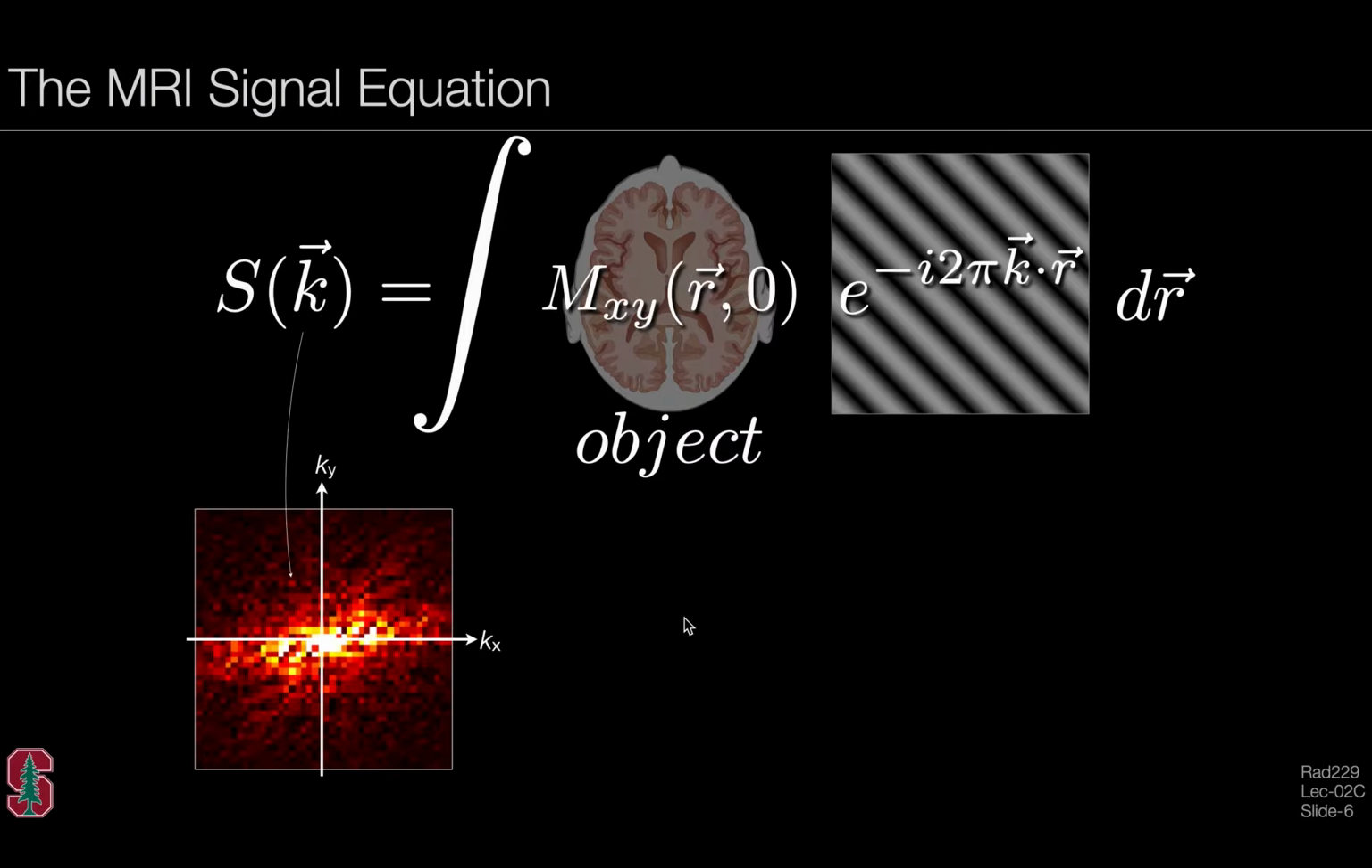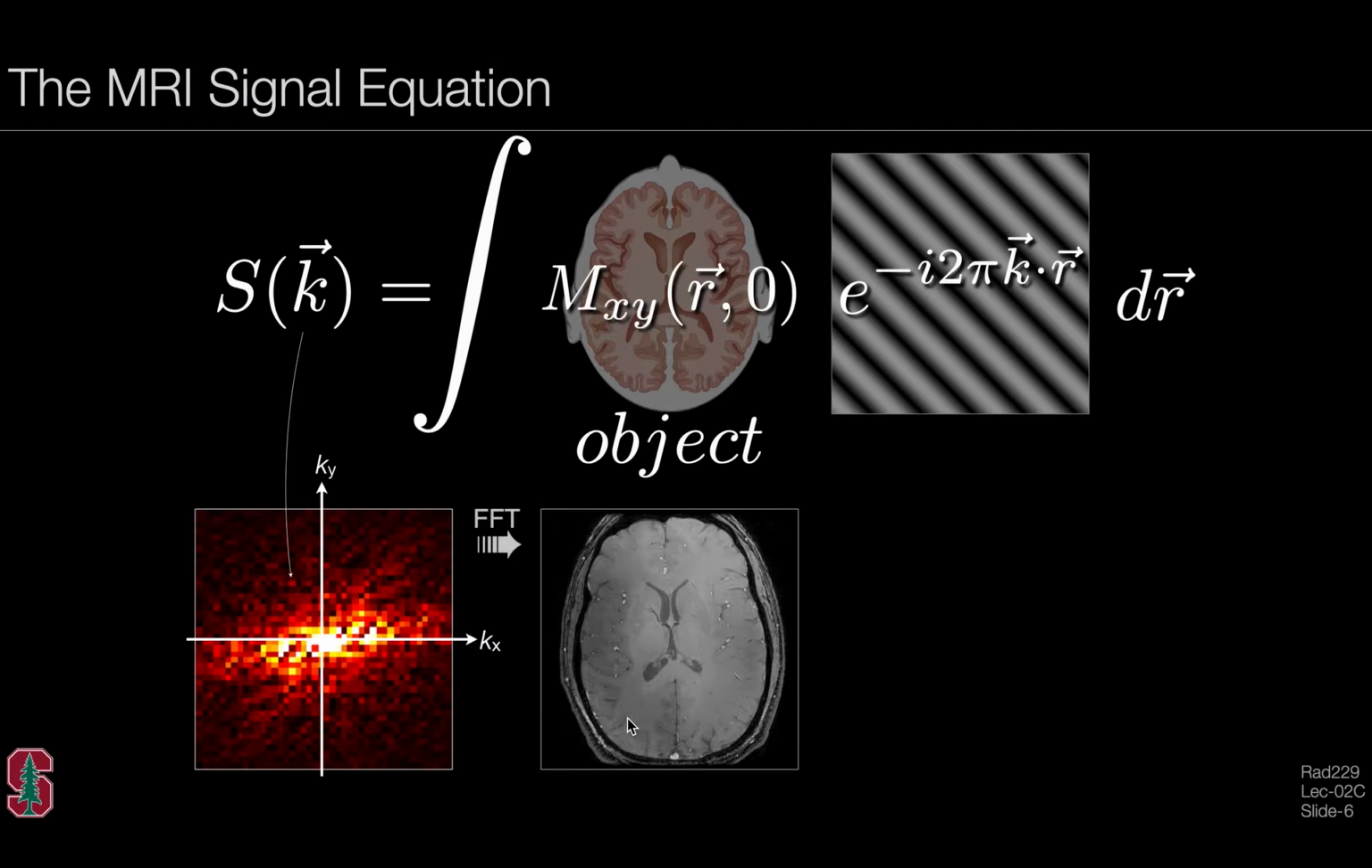Now, perhaps somewhat surprisingly, this K-space data that we acquire is actually fundamentally the Fourier transform of the underlying object itself. And so when we take the Fourier transform of the acquired data, we then obtain an image of the object that we had under investigation. Quite a remarkable series of events.